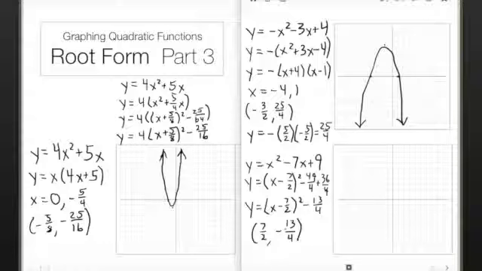So now all we have to do is plot the vertex: 7 over 2, negative 13 over 4. Think of what whole number this is closest to. Well, negative 12 over 4 is negative 3, so this is going to be just below negative 3. Right there.